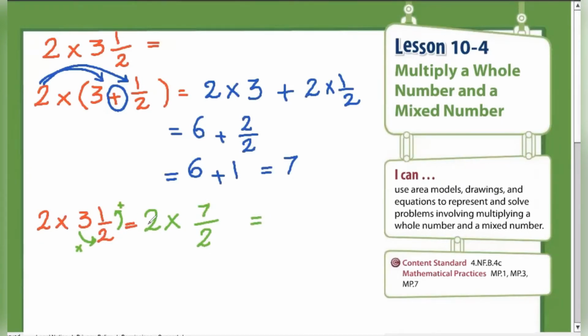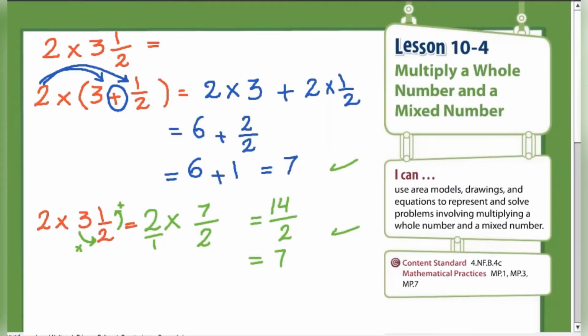Now, teacher, I will multiply numerator by numerator. 2 times 7 equals 14. And the denominator, 1 times 2 equals 2. 14 out of 2 equals 7. Both of them are correct. It's up to you. Choose any way to solve it.